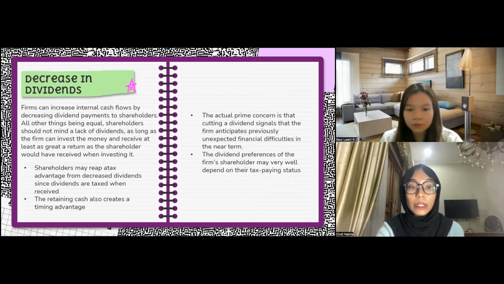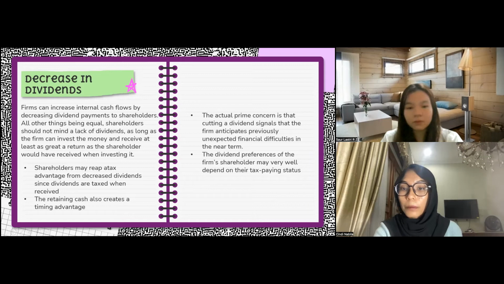Shareholders also may reap a tax advantage from decreased dividends. Dividends are taxed when received. However, if retaining cash from reduced dividends increases a firm's value, shareholders will recognize income only when the stock is sold. This occurs whether the stock is sold to a third party or redeemed by the corporation itself. Retaining cash from reduced dividends also creates a timing advantage because shareholders can choose when to recognize income by selling stock in favorable years, or maybe not at all.